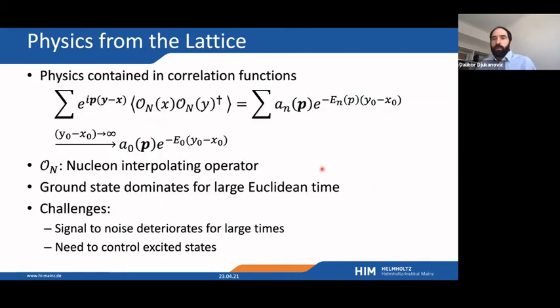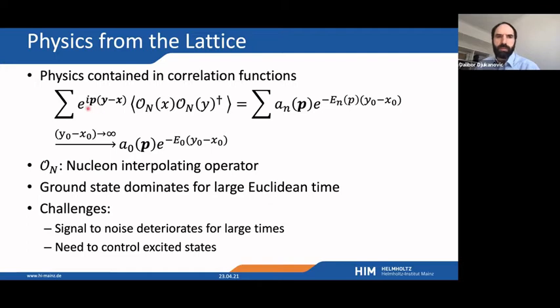As I told you, the physics from the lattice we extract by doing calculations in path integral formalism. And what we're actually doing is we are doing this path integral for correlation functions, where we have some operator creating a particle at position y and then annihilating the particle at position x. And we look at the possible recontractions on the background of the QCD action.